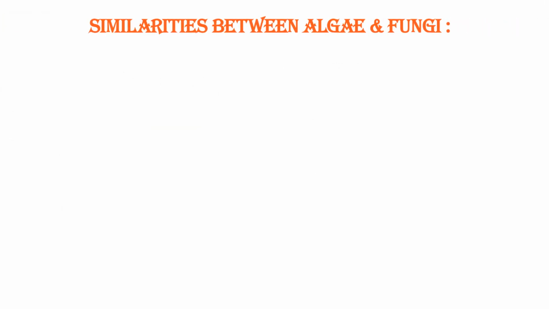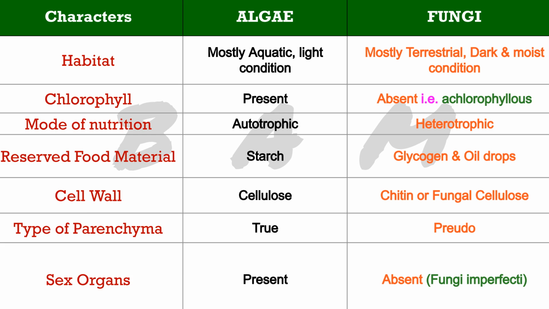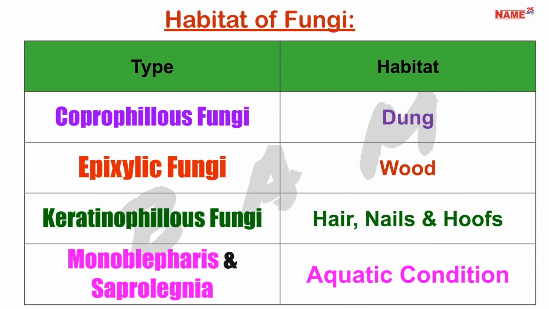Similarities between algae and fungi include a thalloid plant body, meaning no differentiation into root, stem, and leaves, and the absence of vascular tissues. Both have unicellular and non-jacketed sex organs. Embryo formation is absent. Asexual reproduction is by mitospores, and the nature of their nucleus is eukaryotic. Key differences exist in their habitat, chlorophyll presence, mode of nutrition, reserved food material, cell wall composition, type of parenchyma, and sex organs.